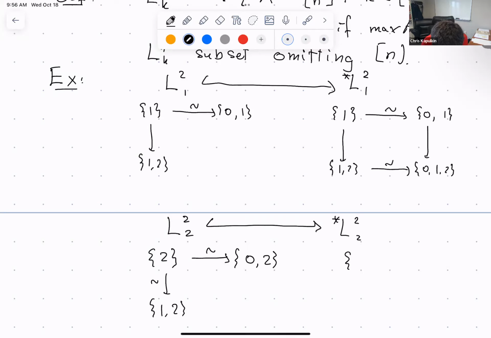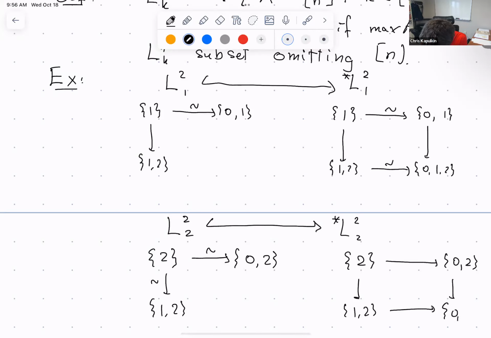And here, on the other hand, I'm going to have 2, 0, 2, 1, 2, and 0, 1, 2. Okay, and everything is a weak equivalence. 2 is the largest element in all of these things.